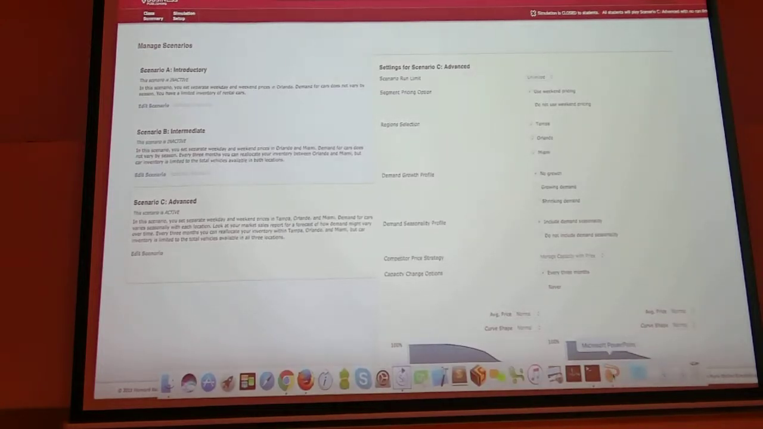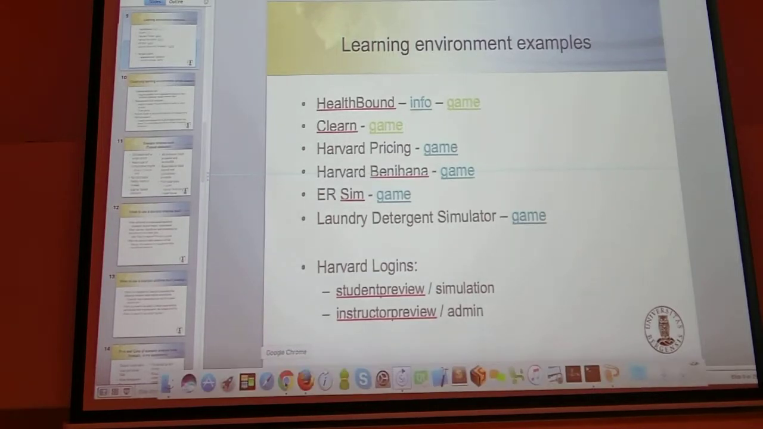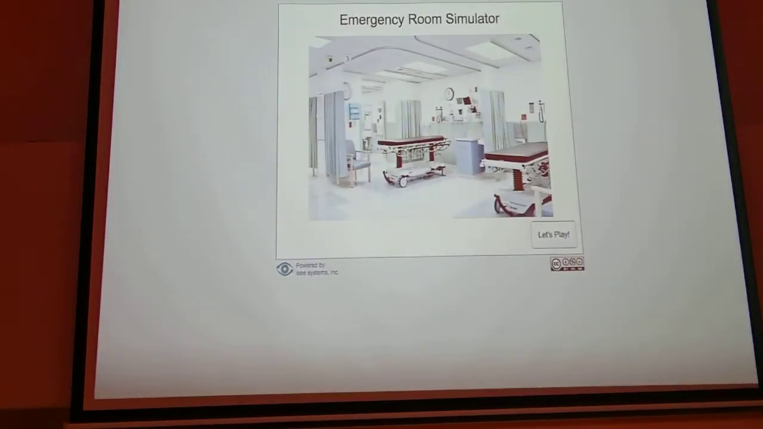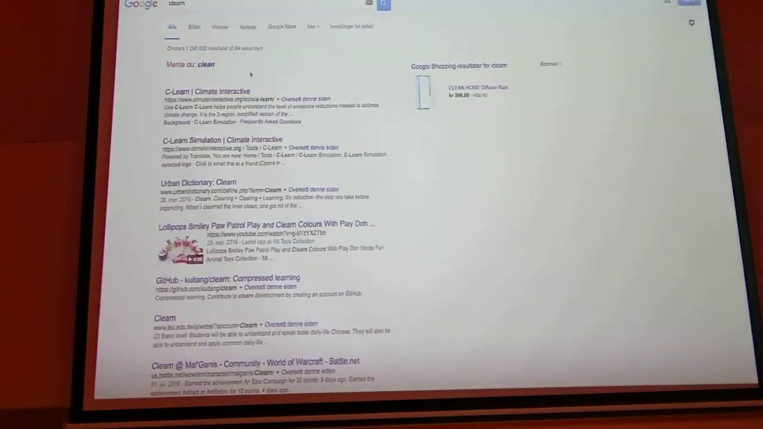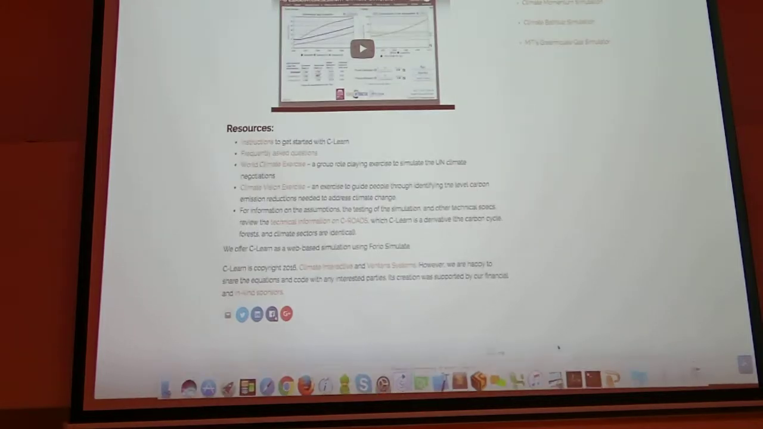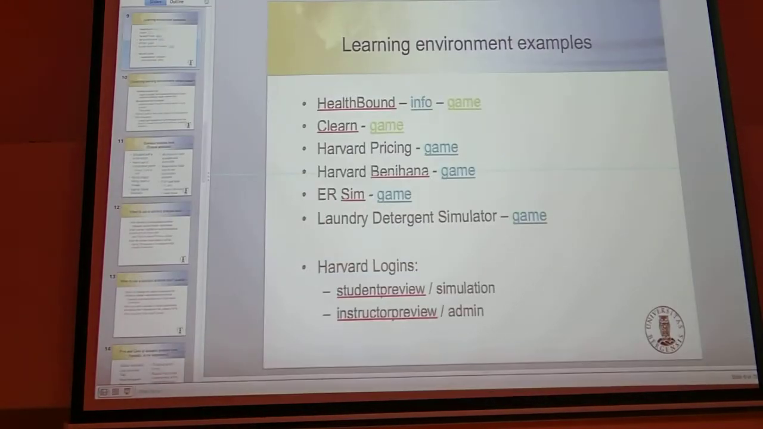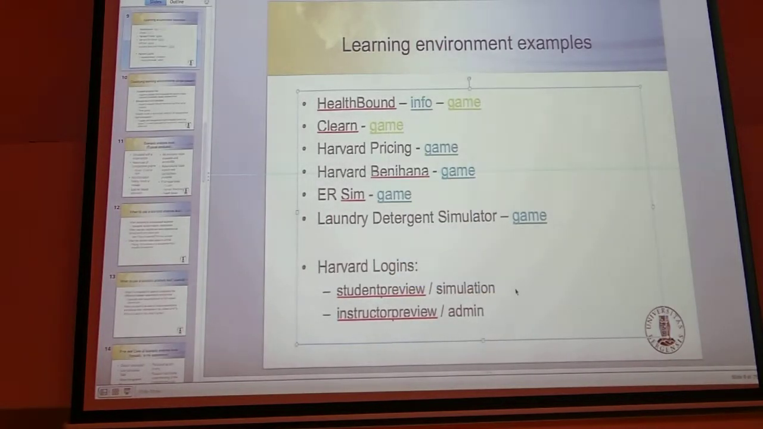Alrighty. So that was three of them. Let me show you C-Learn. C-Learn is from John Sterman and MIT, and there's a whole group of them, and I don't remember everybody's name. I have this link in the PowerPoint. PowerPoint is silly.